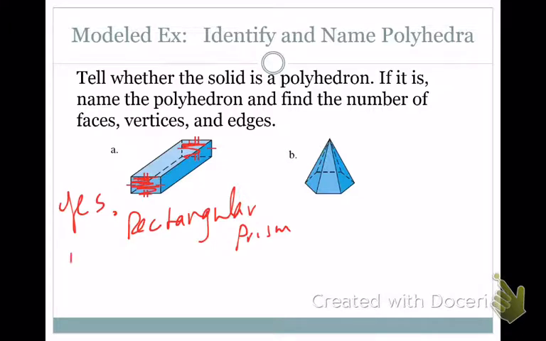Okay, we also want to come up with the number of faces, the number of vertices, and the number of edges. Number of faces: just for right now, we're going to count them up. One face, 2, bottom is 3, top is 4, left is 5, right is 6, so there's 6 faces. Vertices, every corner: 1, 2, 3, 4, 5, 6, 7, 8. There's 8 vertices.